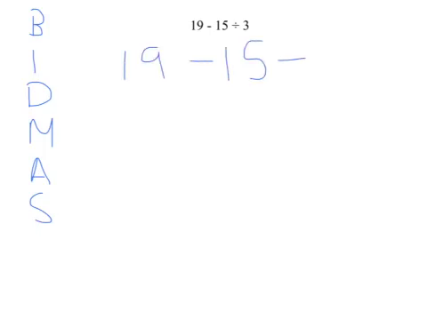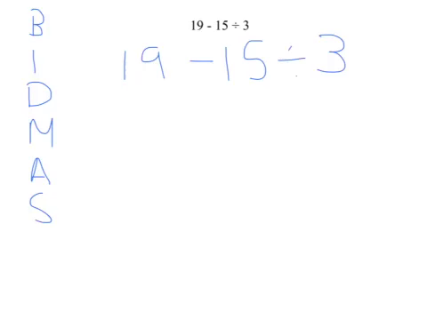Right, 19 take away 15 divided by 3. We don't do this from left to right like you would read in English. So down the side of my page I should write B for brackets, I for indices, D for division, M for multiplication, A for addition, S for subtraction. Right, just to remind yourselves how we have to do it. I'm going to write the question out again so it's a bit bigger. Right, underline what you've got to do first.